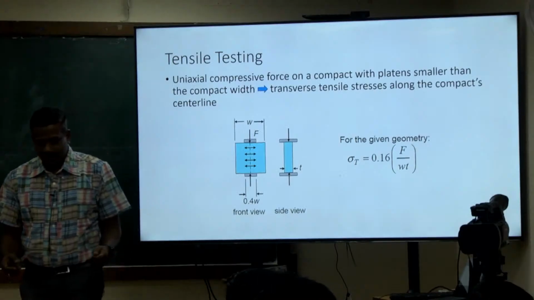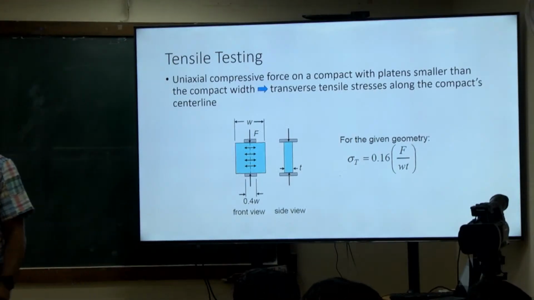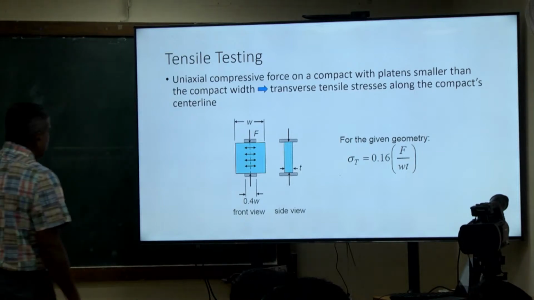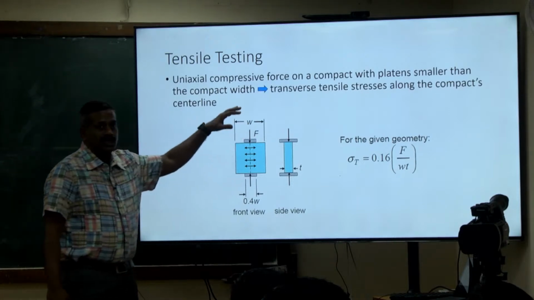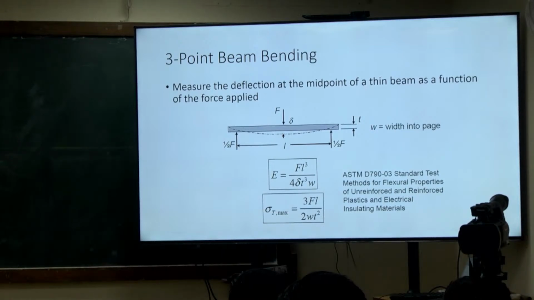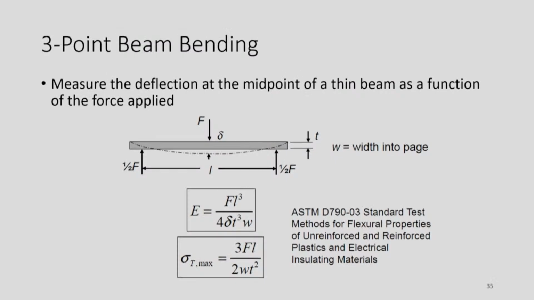For sheets, plastic sheets, paper, simple materials, you can just pull them and measure the tensile strength, right? But for compacts, hard materials, you cannot pull them, so it's very difficult to measure tensile strength. So they developed these methods, like using compression to measure the tensile forces. Same application for testing the tensile forces using 3-point bending.